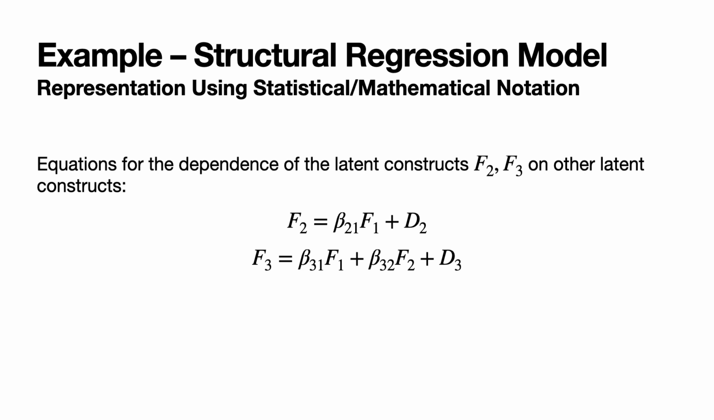F3, which is the figural relations ability during the junior year, is assumed to depend on both F1 and F2 according to the equation beta 3(1) times F1 plus beta 3(2) times F2 plus D3, where again D3 is the error term for that particular model.